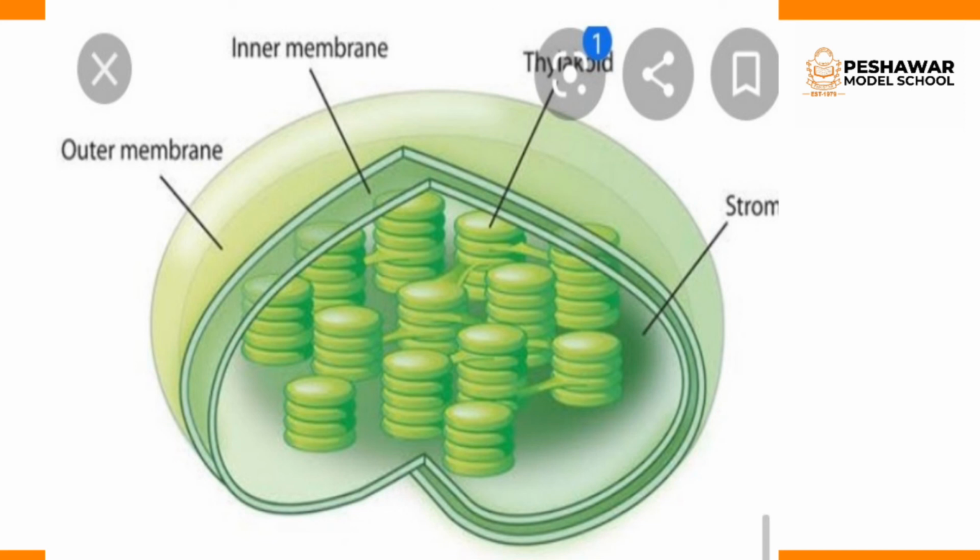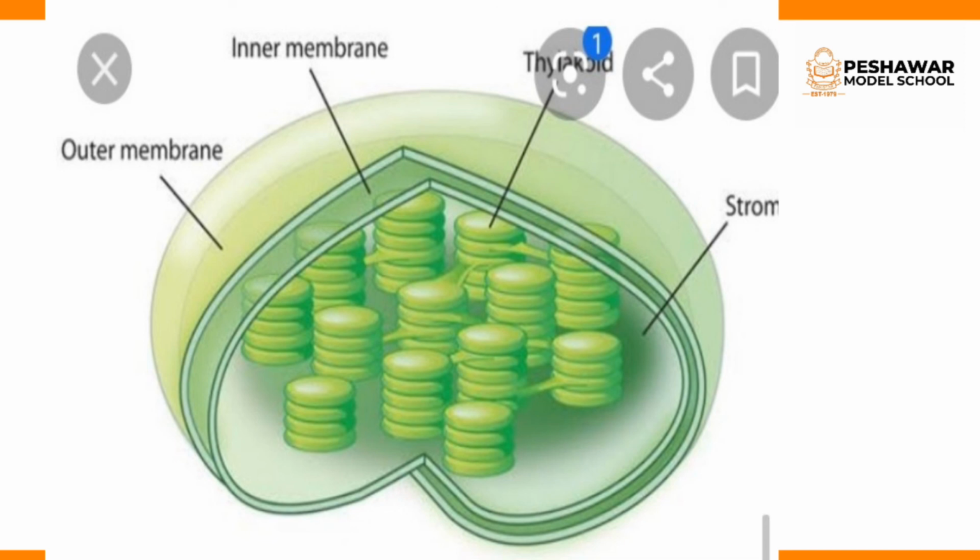The chloroplast has the outer membrane, it has the inner membrane, it has thylakoids, the coin-like structures which are present in the diagram. They are known as thylakoids, and collectively a pile is known as the granum, and separately each coin is known as a thylakoid. And inside the chloroplast, a gel-like substance is present which is known as the stroma. So this is the diagram of the chloroplast.